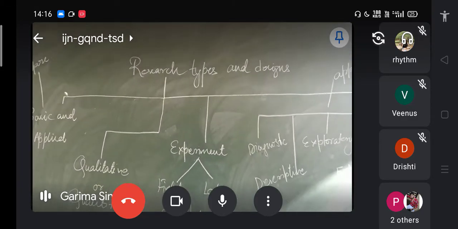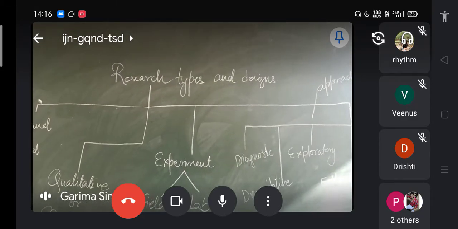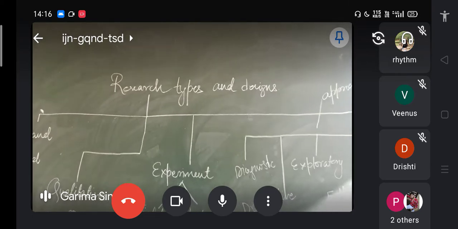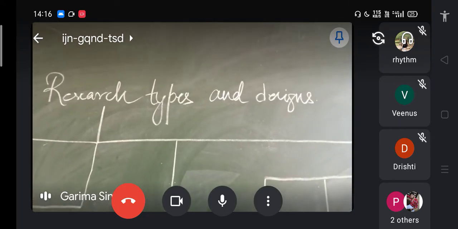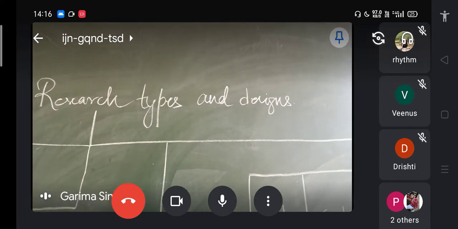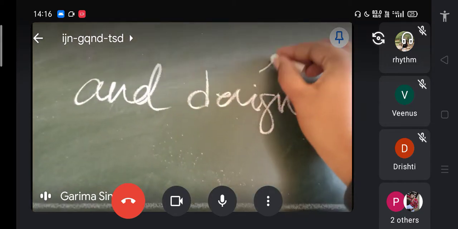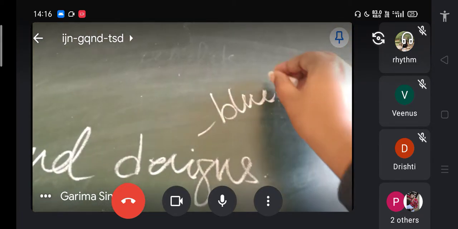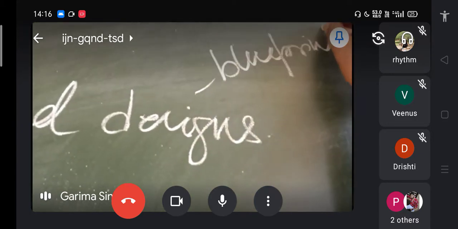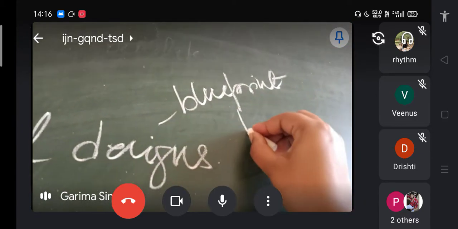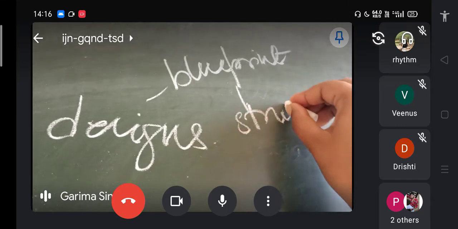So here is the topic, research types and designs. What do you mean by types and designs? A design is basically, you could say, the blueprint of how you will be doing your research. This is more like a structure of how you will be doing your research.